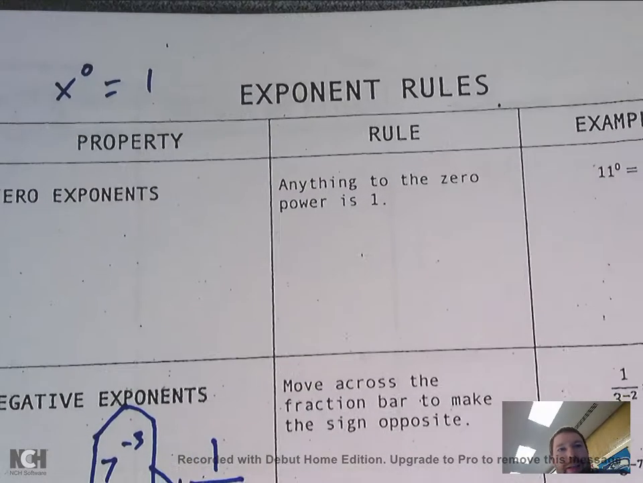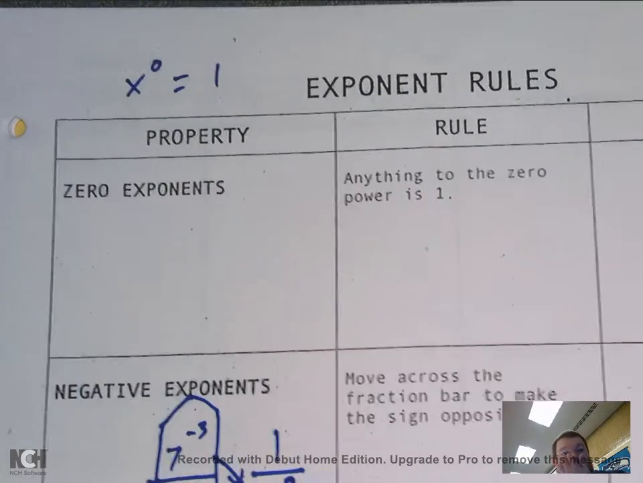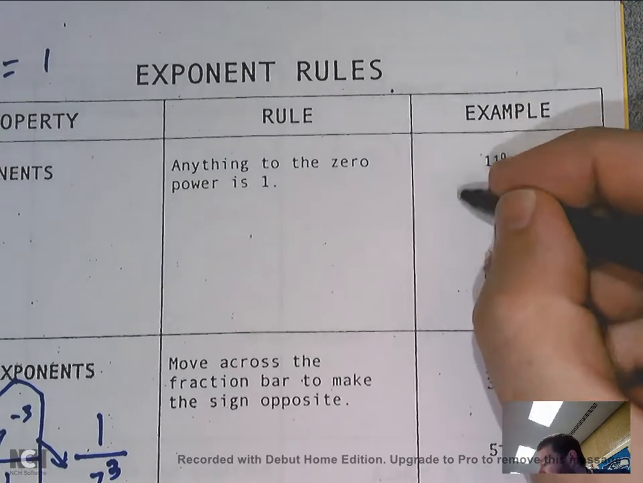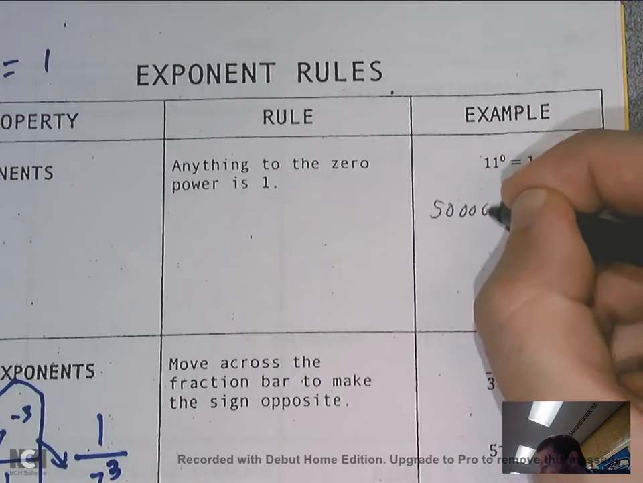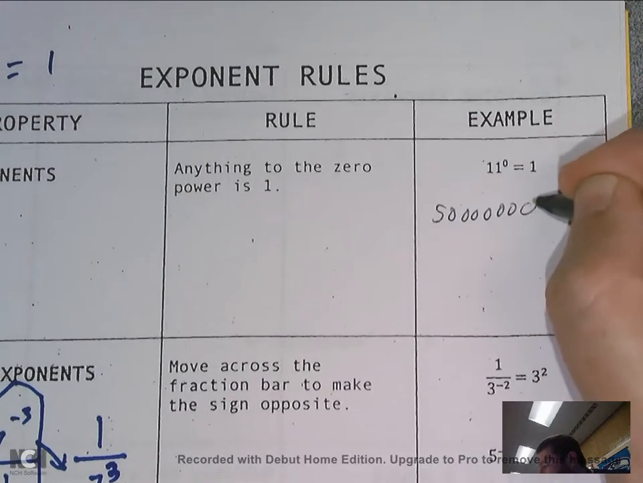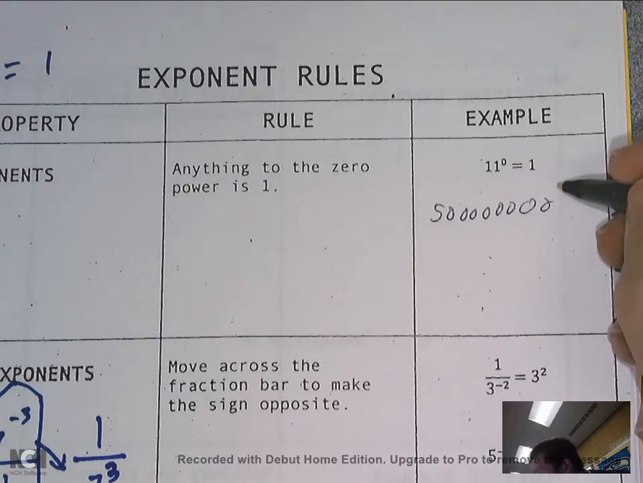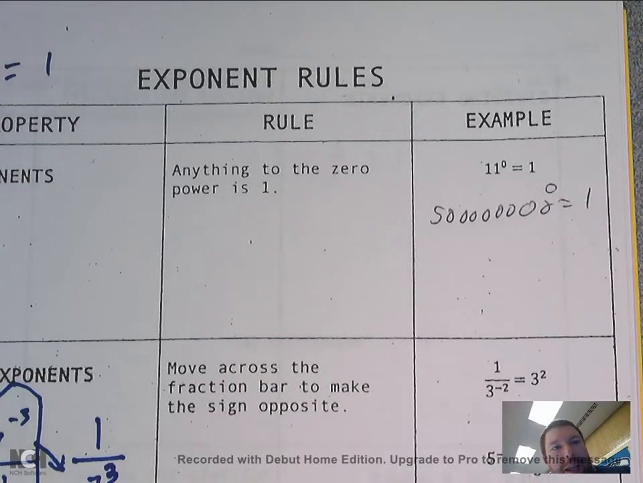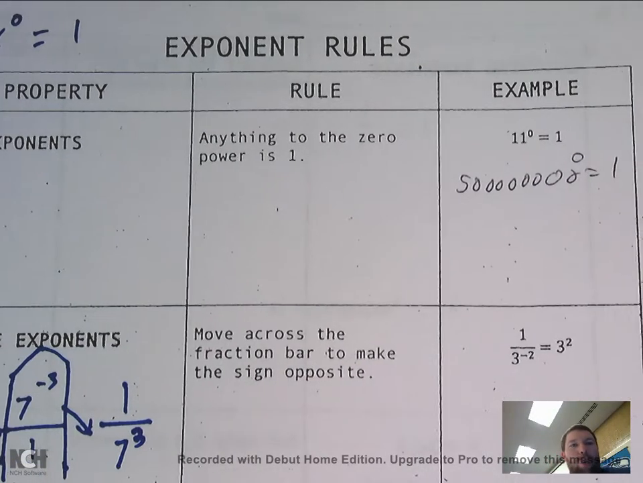Okay, zero exponents. Anything to the power of zero is always one, right? Doesn't matter what number it is, if it's 5 billion or whatever number, just put a bunch of zeros and then raise it to the zero power. It would be one. Okay, no matter what it is, anything to zero power is one.